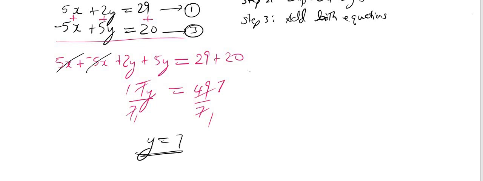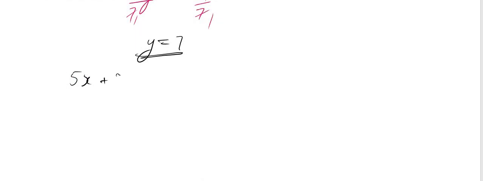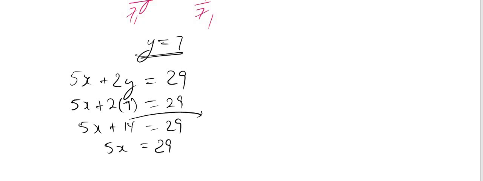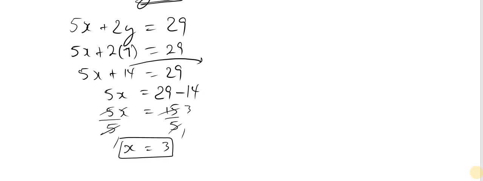So now that we have found y, let's proceed to find the value for x. We use equation 1, 5x plus 2y equals 29. We insert the value 7 for y, so we have 5x plus 14 equals 29. This plus 14 transposes over the equal sign as negative 14. So we have 5x equals 15, and dividing both sides by 5, we get x equals 3. So the two values we have are x equals 3, y equals 7.